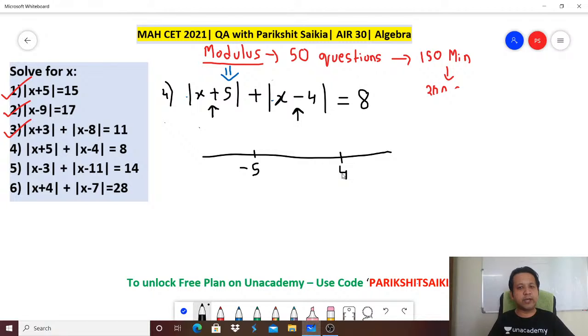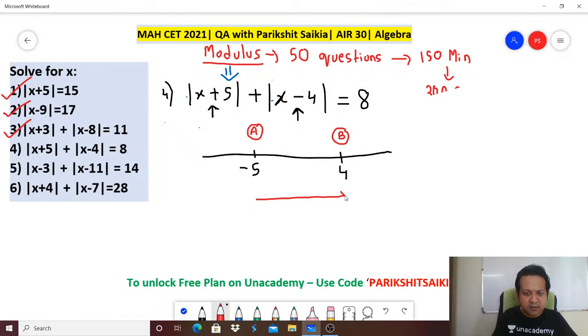Perfect. You have plotted the critical points. Remember, how I want you to visualize this is as 2 human beings. There is one human being out here, let's say, whose name is A, and there is another human being out here whose name is B. What is the distance between the 2 human beings? -5 to 4. What is the distance? The distance is 9 units.